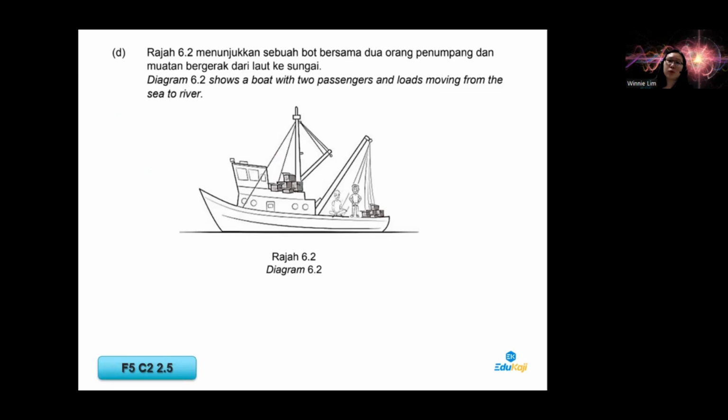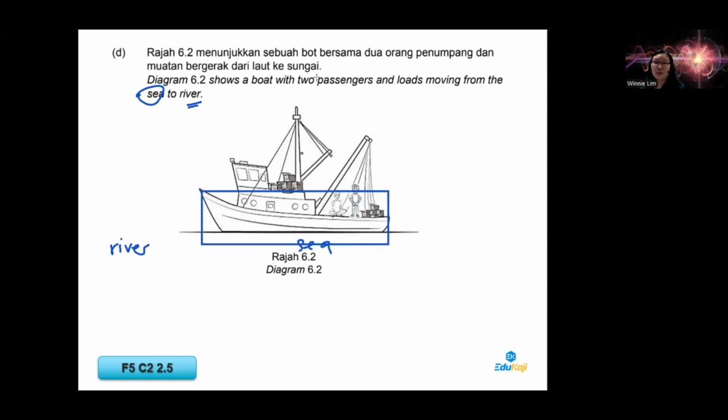Diagram 6.2 shows a boat with 2 passengers and load moving from the sea to a river. Now, they are at sea. Then they go to the river. Can you predict, when they are at sea and then when they are reaching the river, what happened to your boat? Or will your boat still be at the higher position?